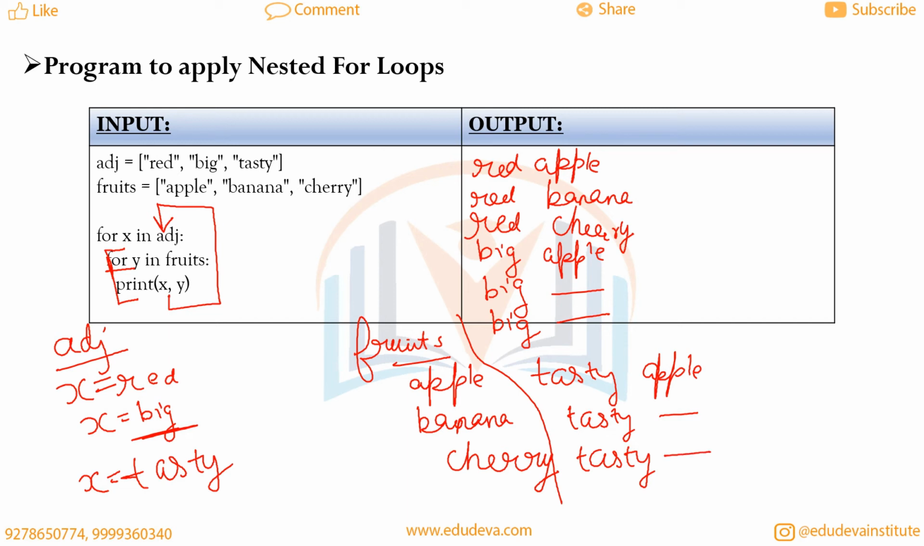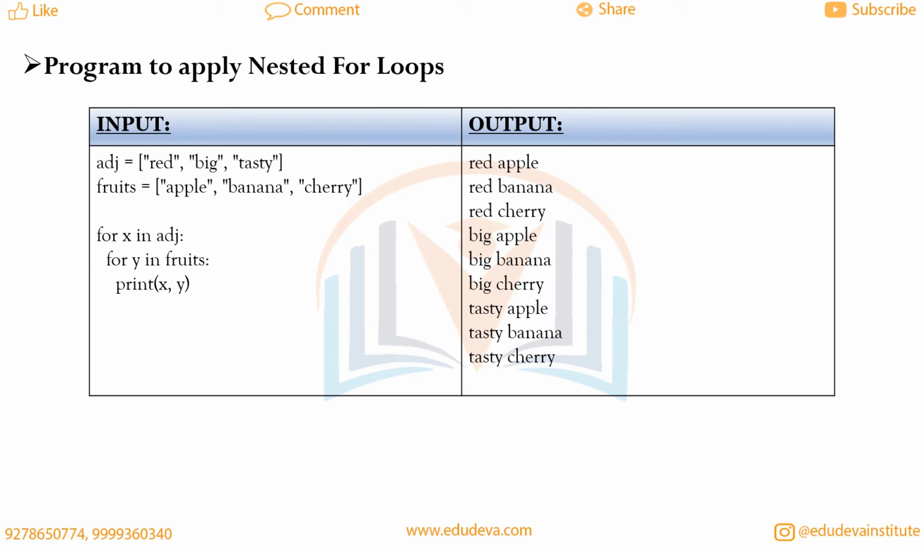So what is the concept that we have included? We have entered under the first for loop, and the number of times we enter under the first for loop, that many times we will execute all the statements of the second for loop. Let's revise the code. The value of ADJ is red, big, tasty, and the value of fruits is apple, banana and cherry. So we will execute the first for loop, and the number of times we execute the first for loop, that many times we are supposed to execute the statements of the second for loop.